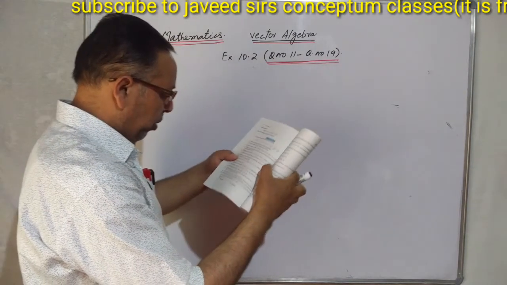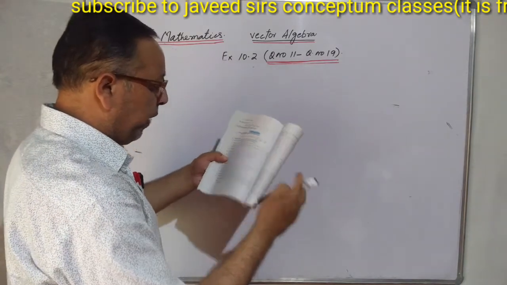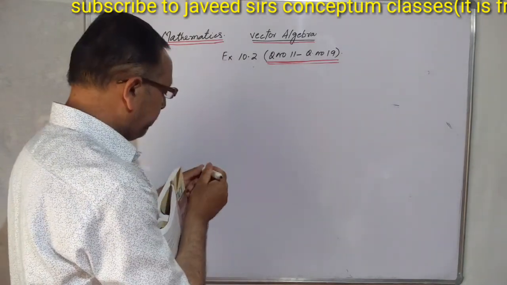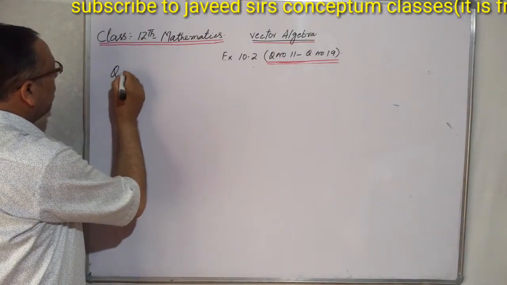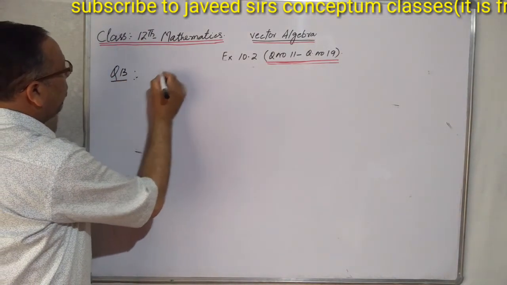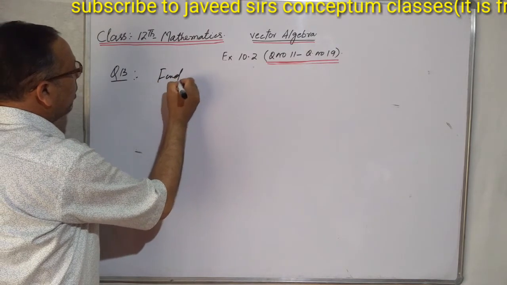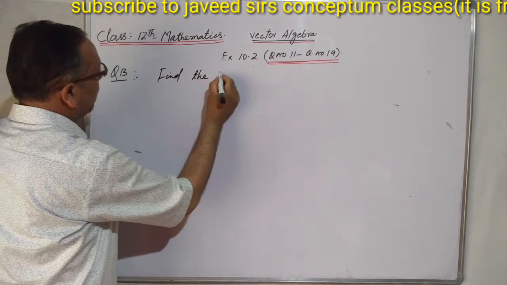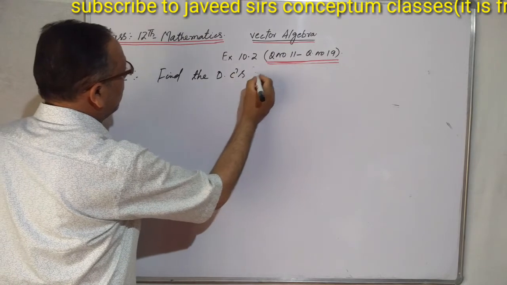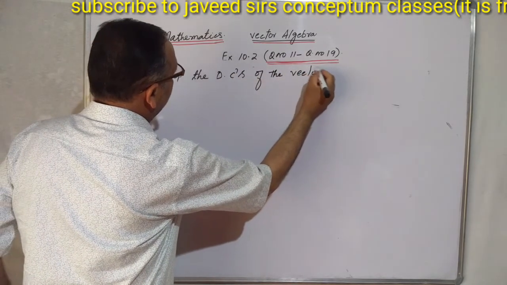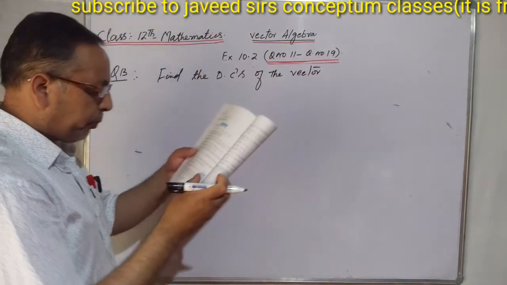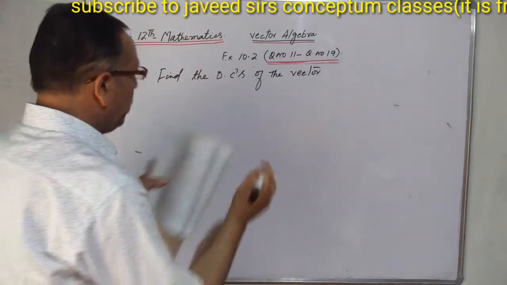Question is, find the direction cosines of the vector. Question 13. Find the direction cosines of the vector A 1, 2, minus 3.